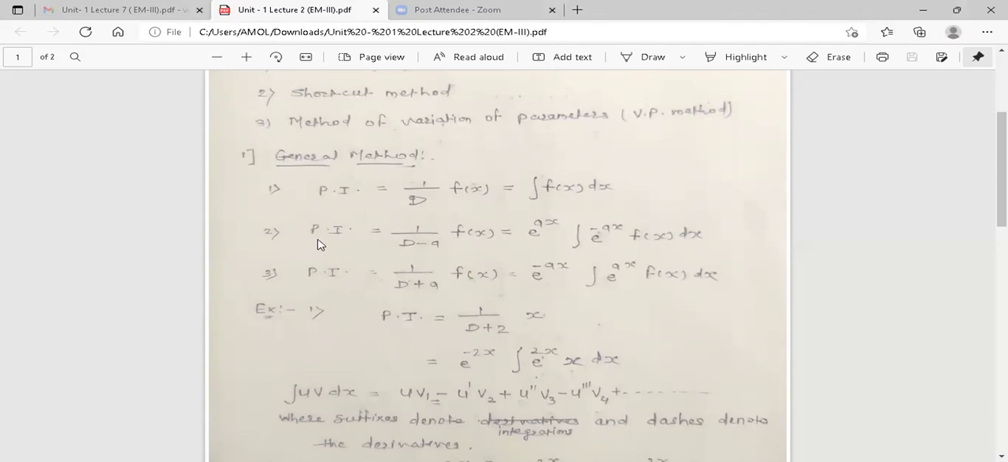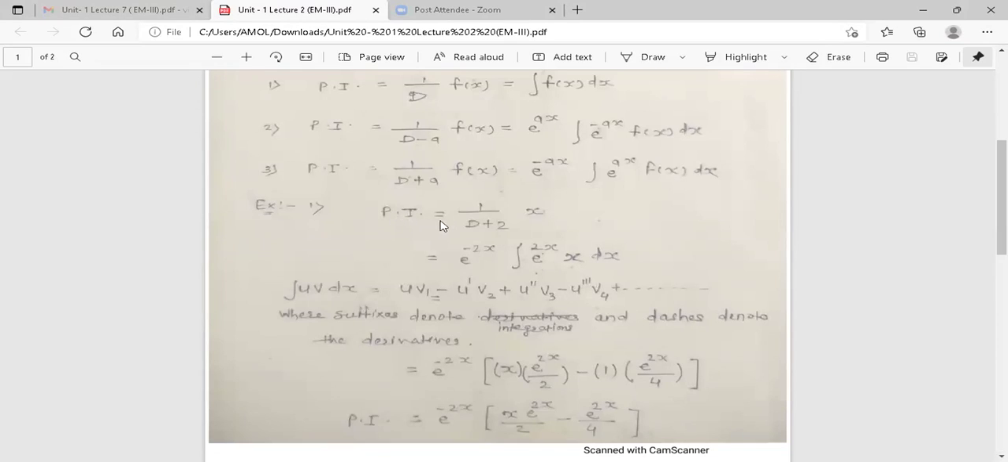The second is PI is equal to 1 upon D minus a into f of x, and the formula is it is equal to e to the power ax into integration of e to the power minus ax f of x dx. The third formula is PI is equal to 1 upon D plus a into f of x, and it is equal to e to the power minus ax into integration of e to the power ax f of x dx.